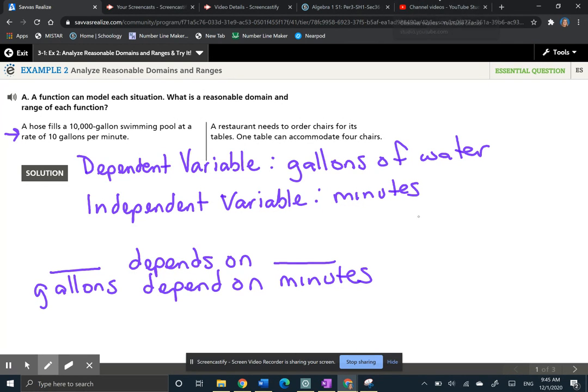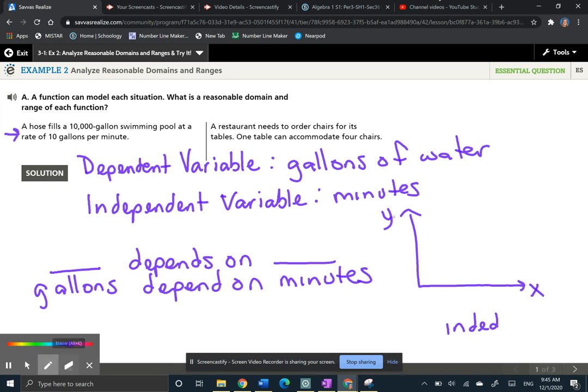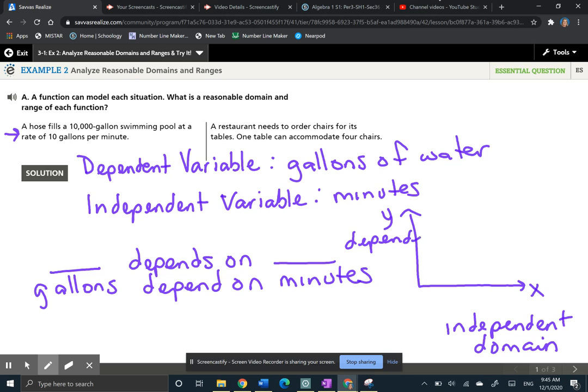Now, if I were to graph this, my x-axis is here, my y-axis is here. My independent variable is the x. I think I spelled that wrong. Give me 1 second. Independent. Okay, this is my domain. And my dependent is my range. So my minutes go here, and my gallons go here at the y.